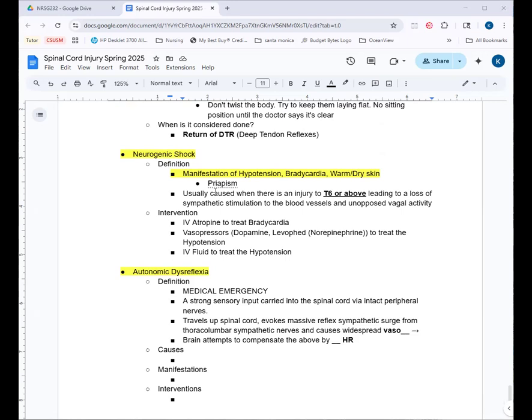But yeah, so TLDR, neurogenic shock: low heart rate, but they're super warm, super sweaty. T6 or above is usually the issue. Treat your bradycardia, treat your blood pressure. Those are your main treatments.